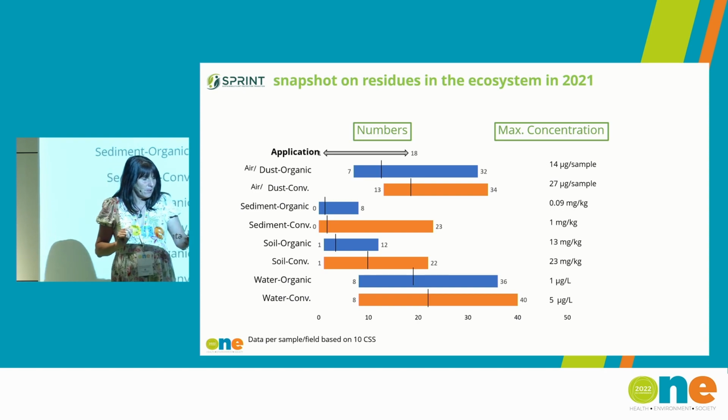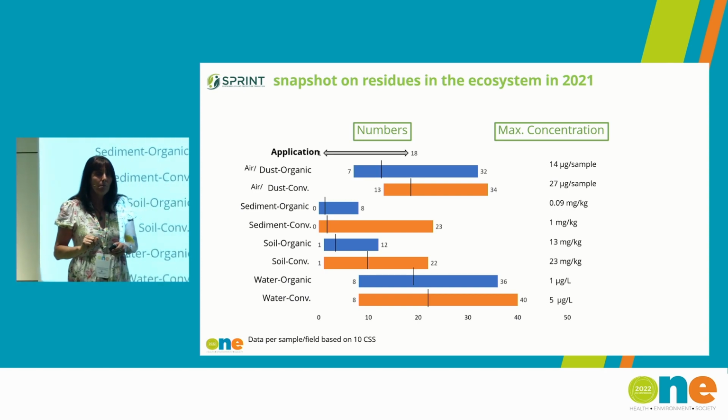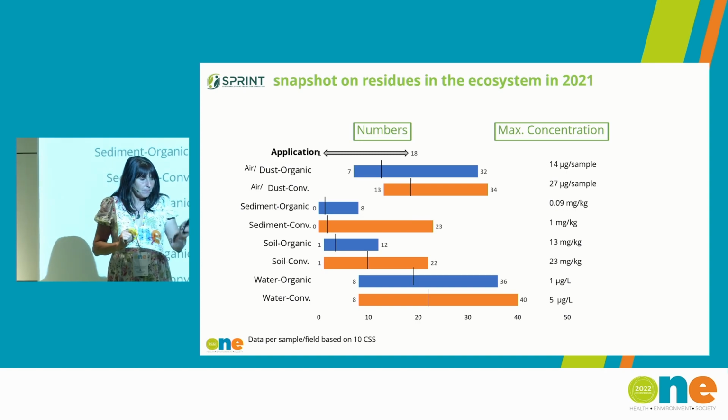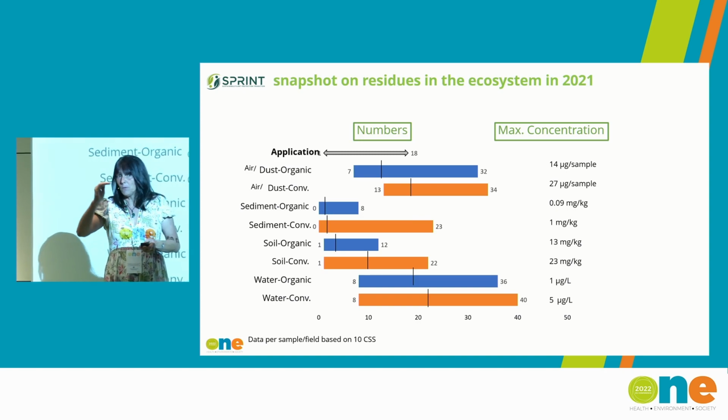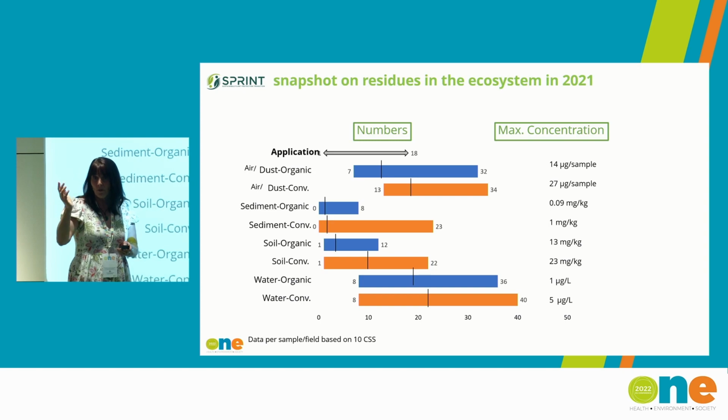And then in the water bodies, we found as well 36 to more than 40 different components. So we are talking here about mixtures all over. And in the water bodies, where we have the maximum residue levels, we found 1 and 5 milligram per liter. And normally for water, it's 0.1 or 0.5 milligram per liter, which is the limit.